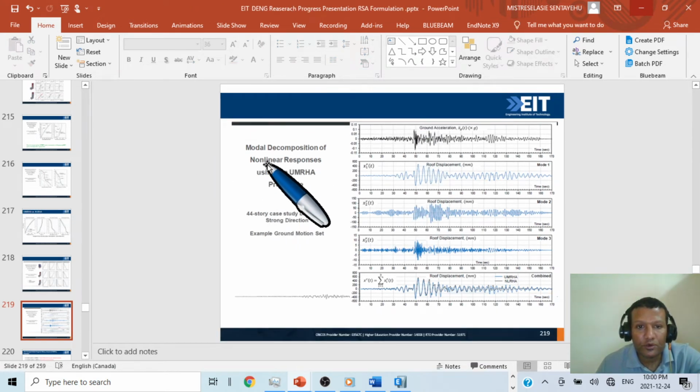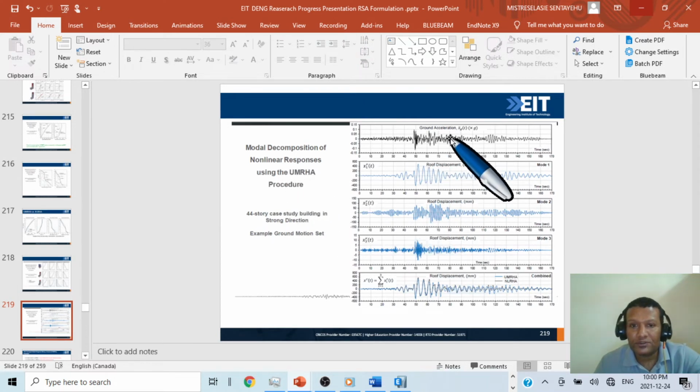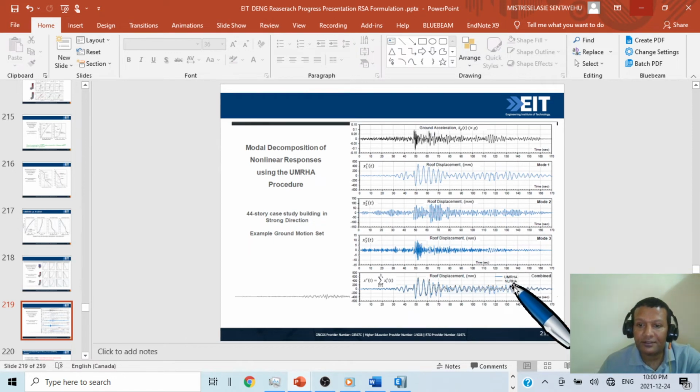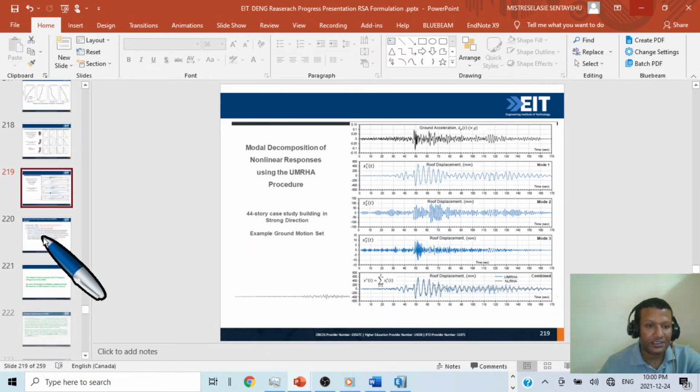So modal decomposition of nonlinear response using UMRHA procedure. As you can see, mode 1, mode 2, mode 3, the response roof displacement, mode 1, mode 2, then combine it, and this is ground motion from response history, nonlinear response history analysis. Then the result is almost the same. So UMRHA and nonlinear response history analysis are almost the same.